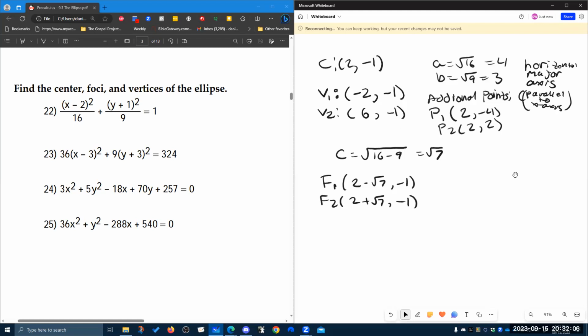That'll be another objective here that we'll do some graphing later, but we were just to identify the center, which we did, the vertices, which we did, and the foci, which we did. And I also gave you these additional points which will help you with graphing, even though we weren't asked for them.